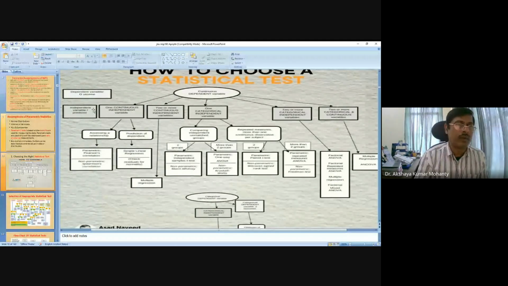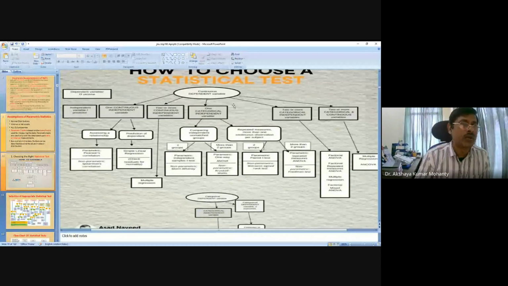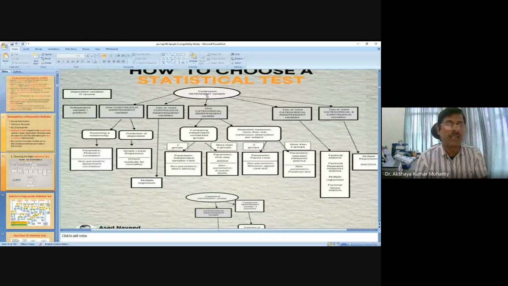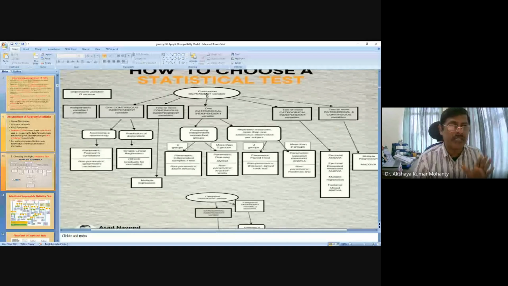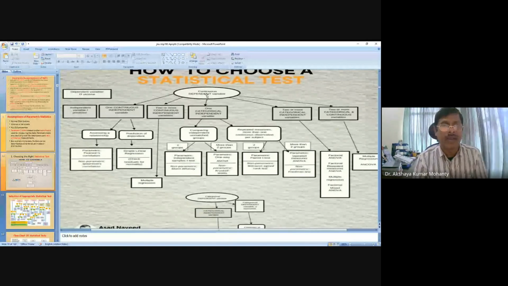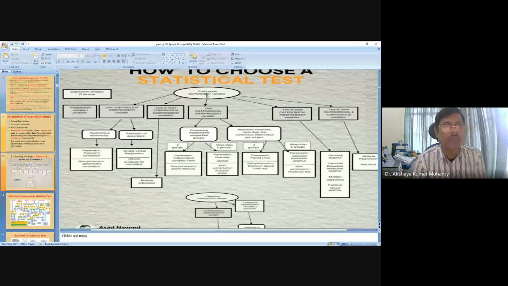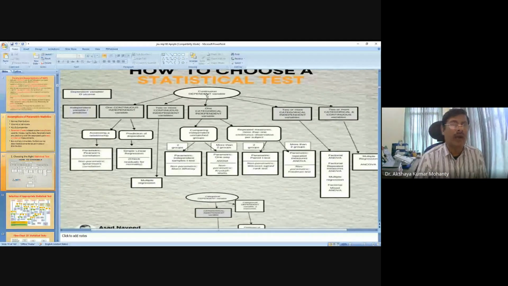From left to right, we'll go one by one. First of all, this is the continuous dependent variable. If our dependent variable is continuous, then we can see whether it is one continuous independent variable, because we know the dependent variable is a function of independent variables. So y is a function of x. That means the dependent variable is a function of the independent variable. If that functional format comes, then we can think of the statistical test.